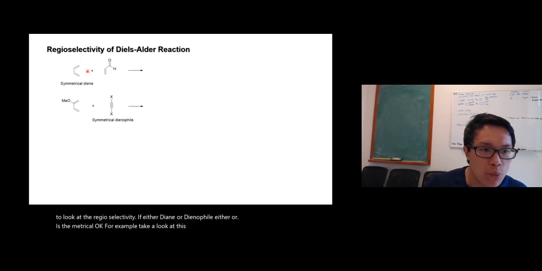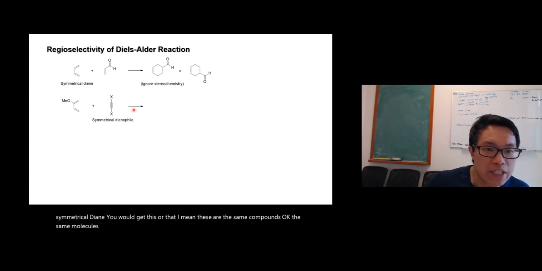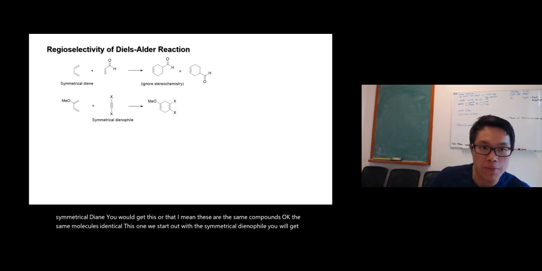Okay, for example, take a look at this guy. So we start out with the symmetrical diene. You would get this or that. I mean, these are the same compounds. The same molecules are identical. This one, we start out with the symmetrical dienophile. You will get that. That's the only thing that you get.